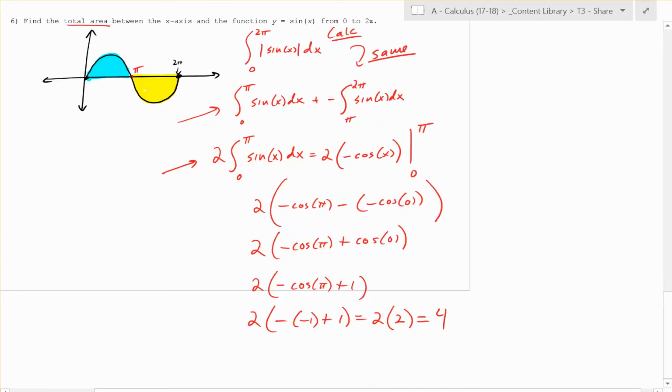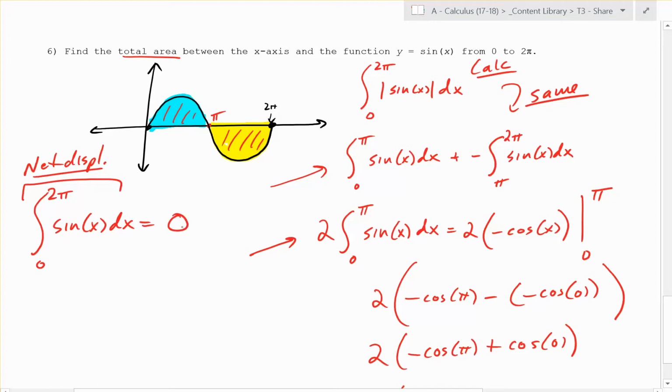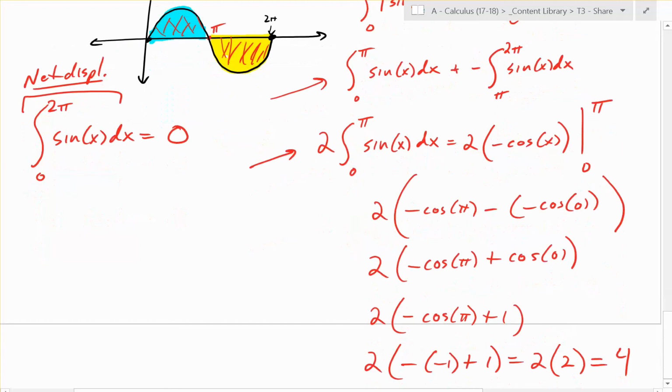Keep in mind, if I just asked you for the integral from 0 to 2 pi of sine x, this is not the same thing, because this is going to treat this as positive and this as negative. This would be net displacement. And if you did that, since the blue is equal to the yellow and the yellow is negative, this would be 0 if you went from 0 to 2 pi. But since it's asking for the total area, it's like how much land is being enclosed by these shapes, the answer would be 4.